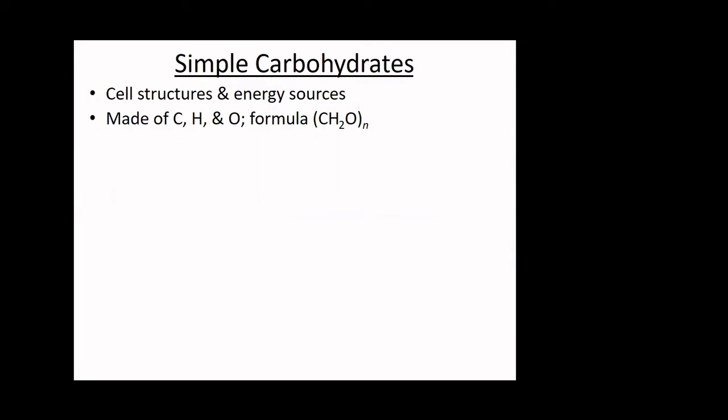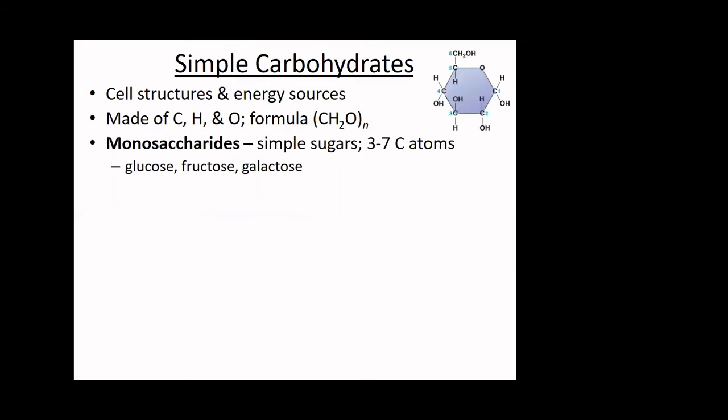All right, let's talk about carbohydrates. Carbohydrates are very important for cell structure and for energy sources. They are made of carbon, hydrogen, and oxygen. Okay, we've got things like monosaccharides. Those are our simplest sugars. They have usually between 3 and 7 carbons, things like glucose, fructose, and galactose.